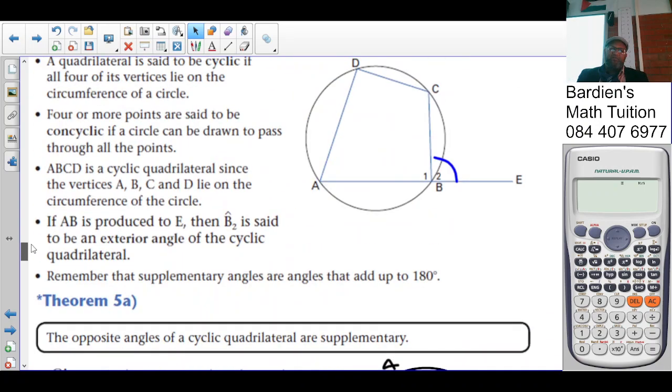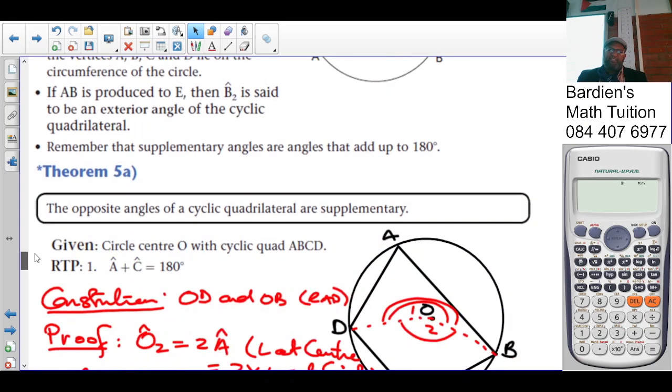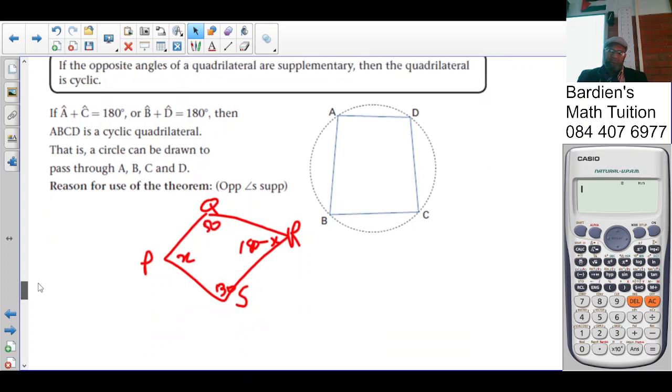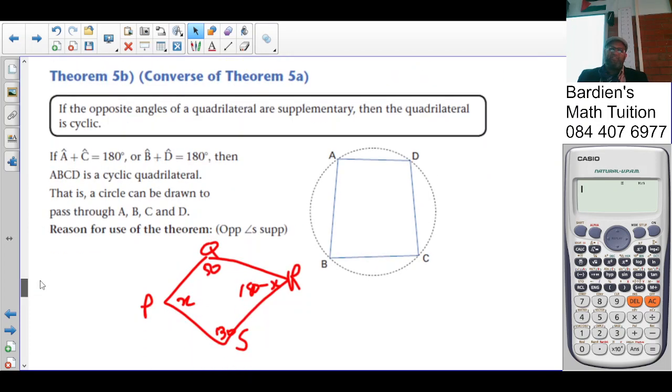And then we defined what the cyclic quad is and what the exterior angle is. Then we looked at the converse of theorem 5a, which is 5b, saying that if the opposite angles add up to 180 degrees, then the quad is said to be concyclic, which means a circle can be drawn going through the vertices of that quad, the endpoints of that quad.